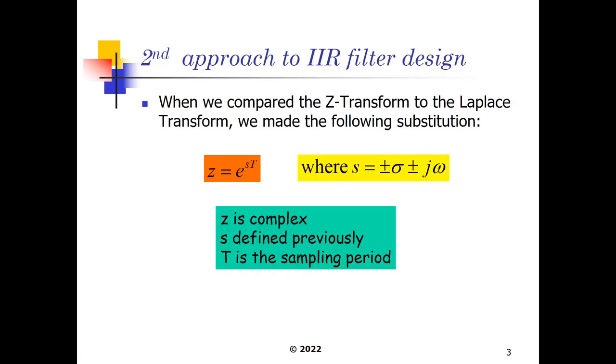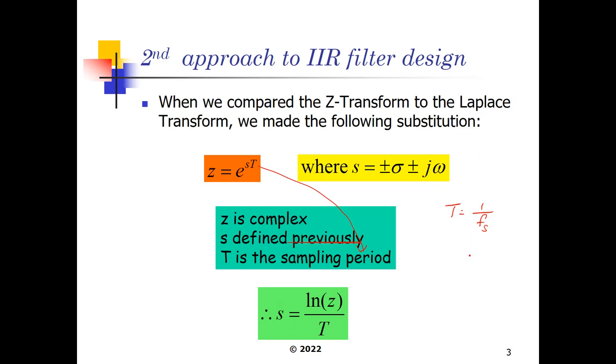When we compared the Z transform to the Laplace, you realize that we could make the two transforms agree if we substitute the Z in the Z transform for e to the sT, where of course capital T is the sampling period, or T is equal to 1 over fs, your sampling frequency. So if you do that, and then of course solve for s from that little equation up there, you get s is equal to the natural log of Z over T. But that by itself is a little bit of a problem.